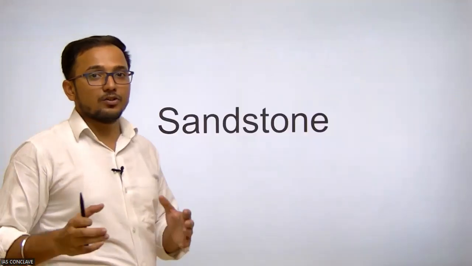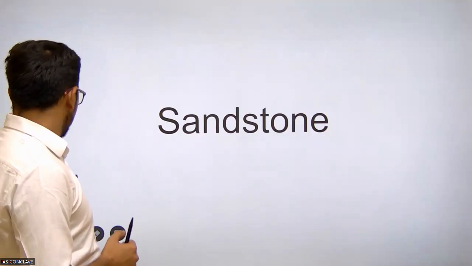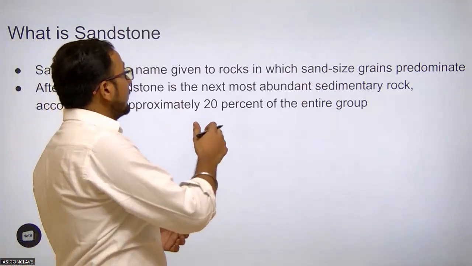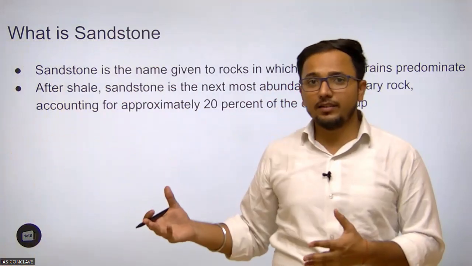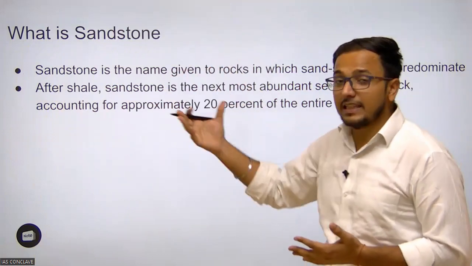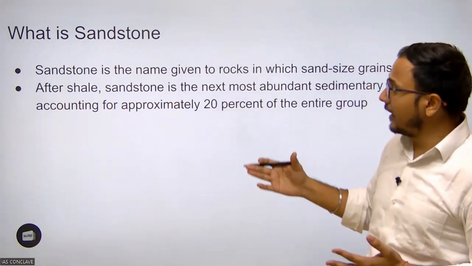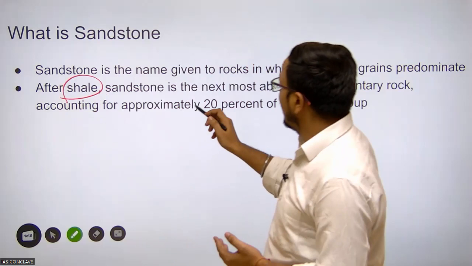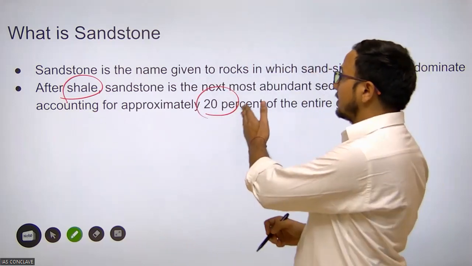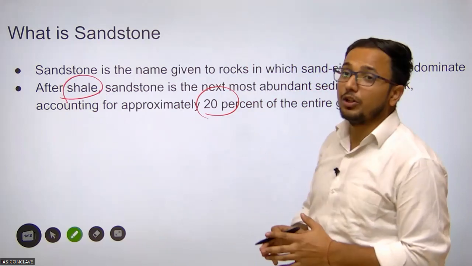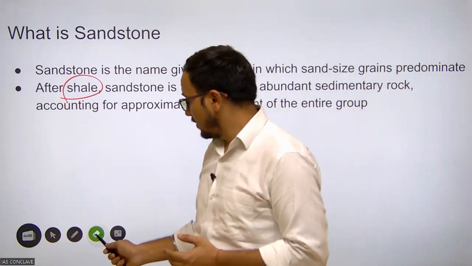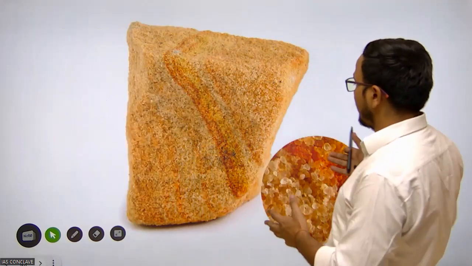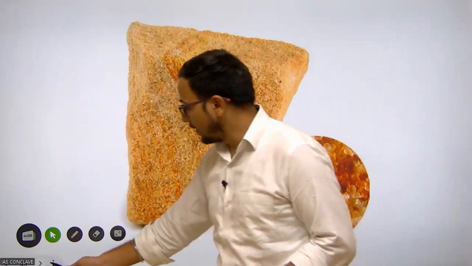Now, sandstone. What is sandstone? Sandstone is the name given to rock in which sand-sized grain particles are there, because as the name implies, there are sand-sized particles. After shale, sandstone is the next. We know that shale constitutes about 50%, and sandstone constitutes about 20% of the total sedimentary rocks. This is an example of a diagram of the sandstone.